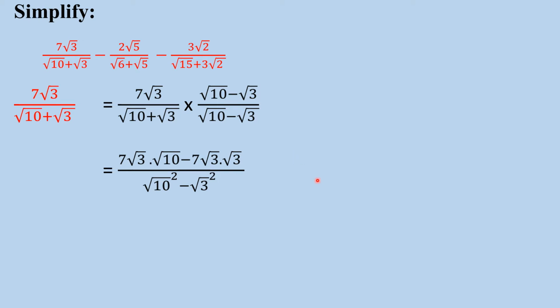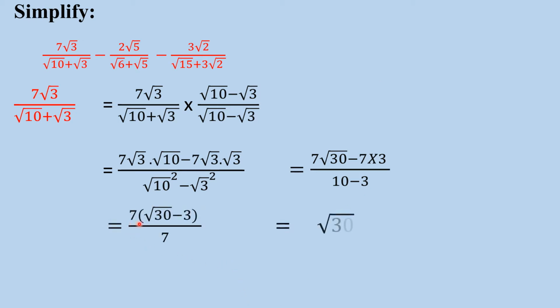Now 7 root 3 into root 10 we get root 30, and root 3 into root 3 is 3, so 7 into 3. In the denominator, root 10 square is 10 and root 3 square is 3, so we get 10 minus 3. Then we have 7 as common. In the bracket we get root 30 minus 3. In the denominator 10 minus 3 is 7. Now 7 and 7 will cancel out. We get our answer as root 30 minus 3. So this is the solution number 1, and we can call it equation 1 also.